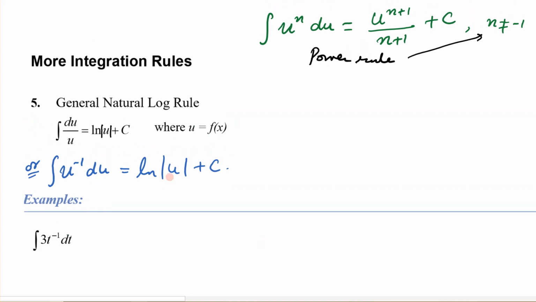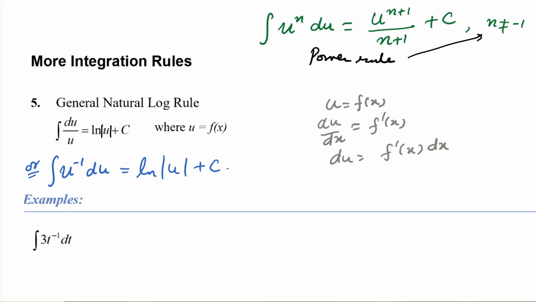Now I'm just going to show you the alternative form of this formula, so that you can always recognize the form in a problem. If we have u equals f(x), that means the derivative of u with respect to x is f prime x. So du is equal to f prime x dx. This is the value of the differential of u.